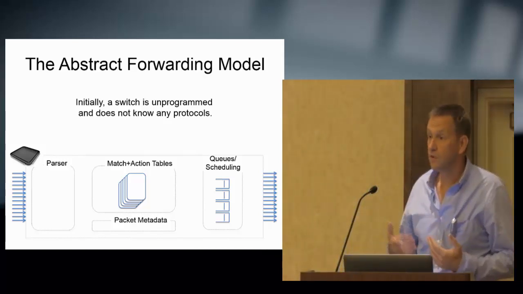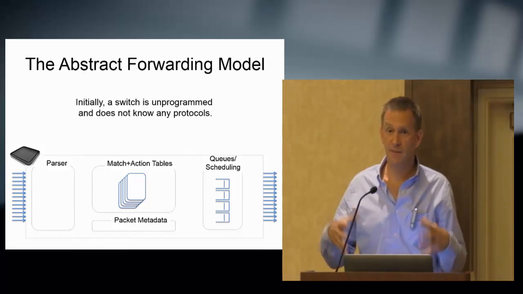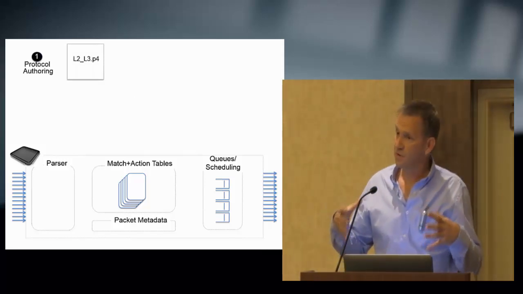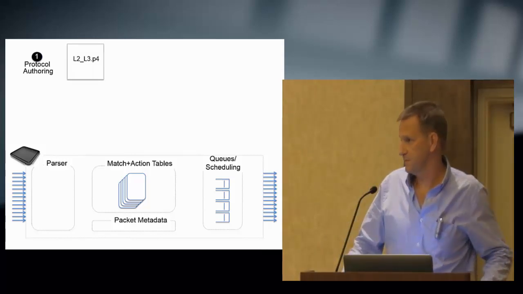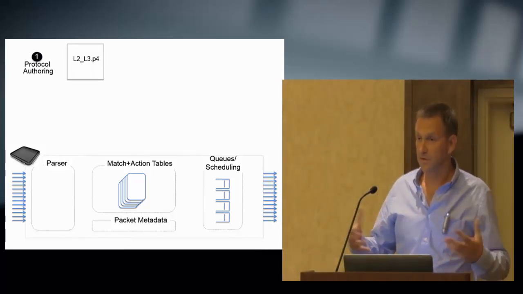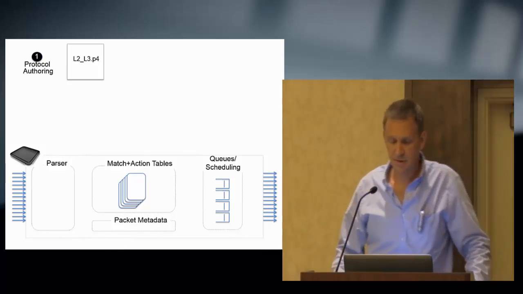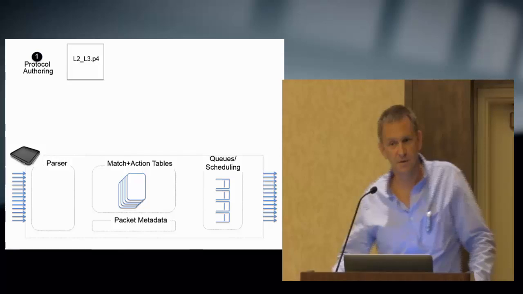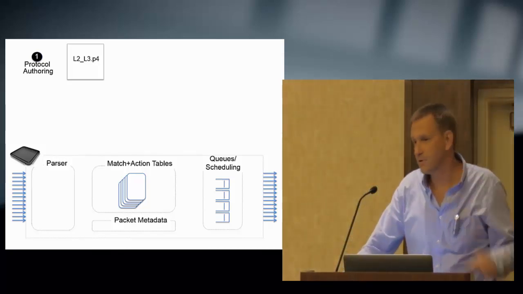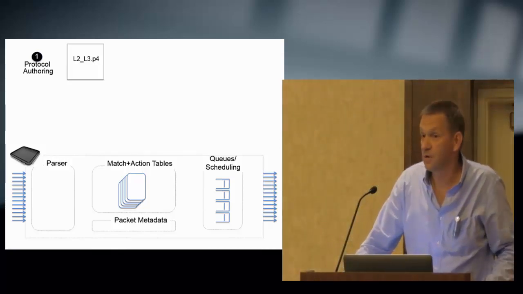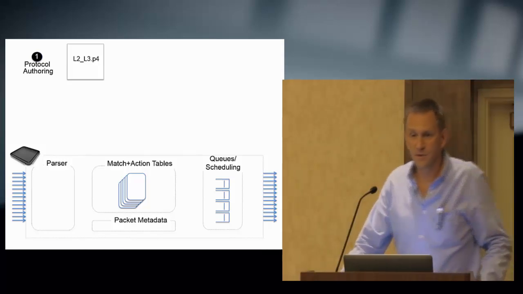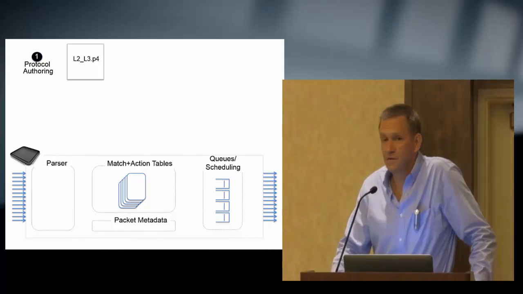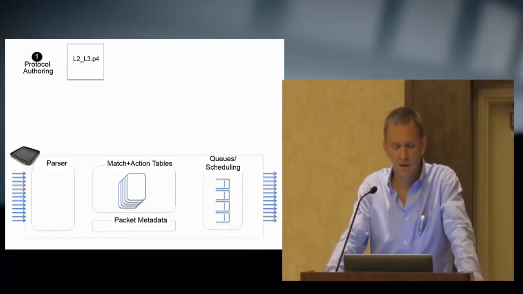Okay, so now that we've got this underlying abstract forwarding model, and that abstract forwarding model could be running on any of those devices I described earlier, it needs to be programmed. We need to tell it how to process the packets. So first of all, we need to author the protocols. I've shown the name of a program here, L2L3.P4. This is because of the P4 language that I'll be describing in a minute, but you could imagine other high-level languages that could be used for describing how packets are processed.